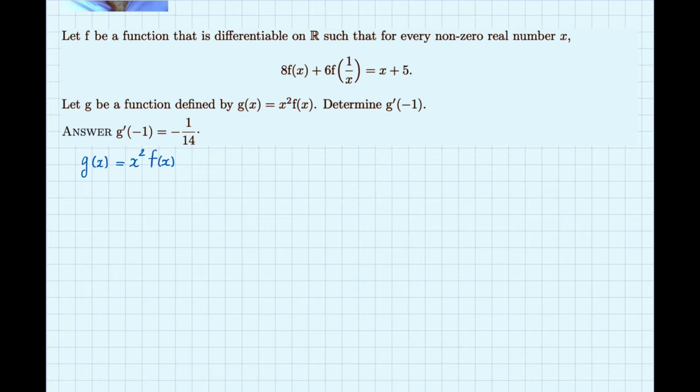I am supposed to differentiate g. So I will start differentiating g. It becomes g prime of x is equal to x squared times f of x, prime. But then you realize immediately that this is the product of two functions, and I am interested in differentiating a product. So that would be the product rule. Let me just remind you what the product rule formula was.